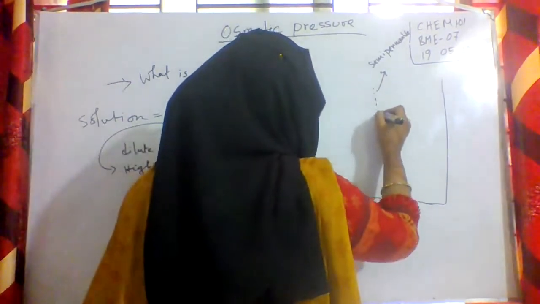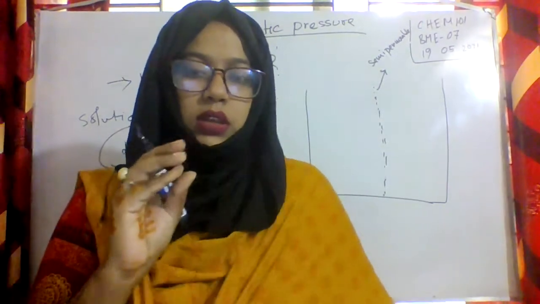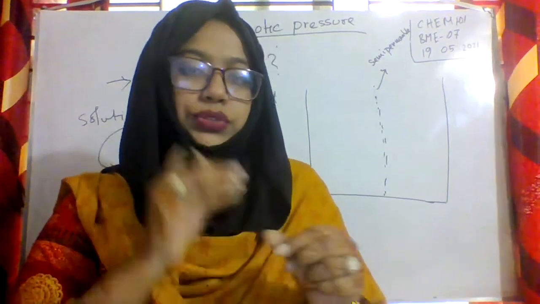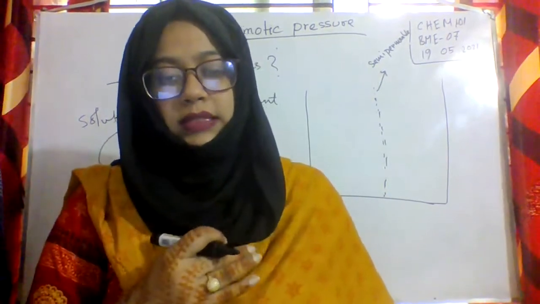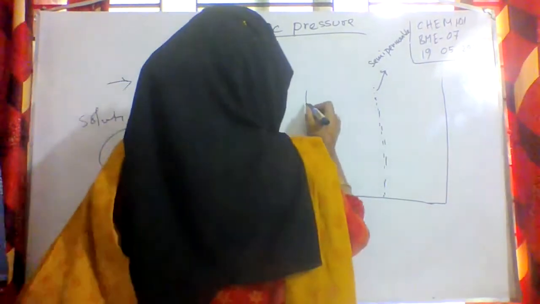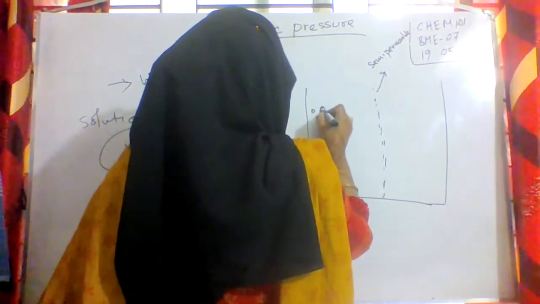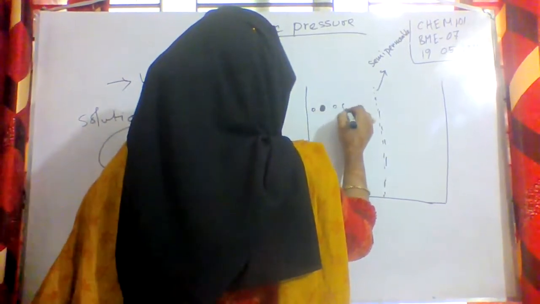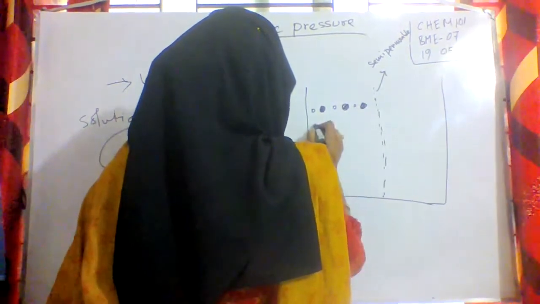This is a membrane, and the membrane pore is very small. That's why the solute particle cannot go through the membrane, but the solvent can pass through this membrane. So we know solution is a mixture of solute and solvent. Right?